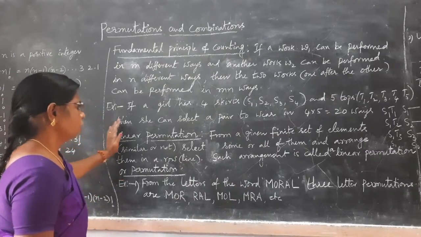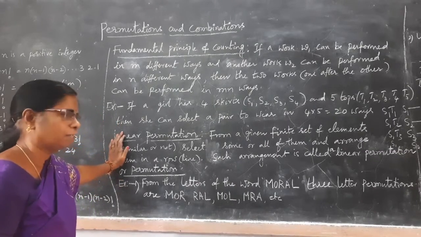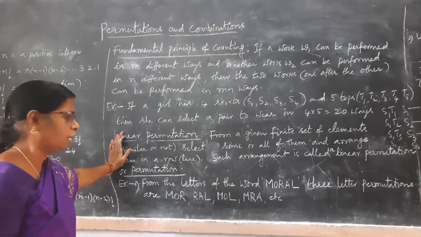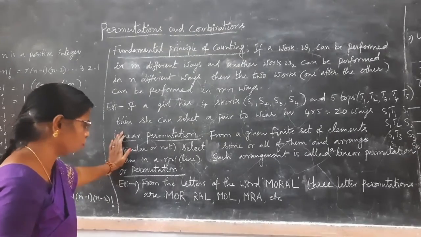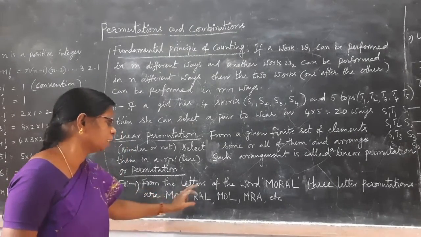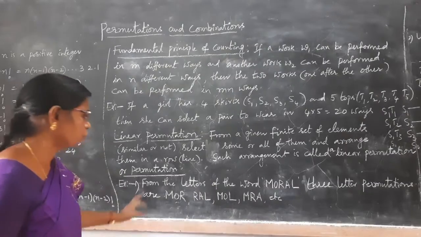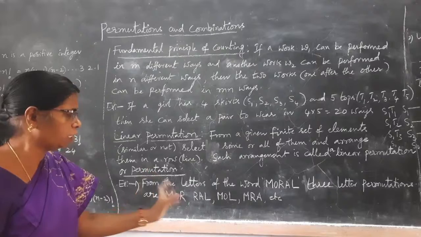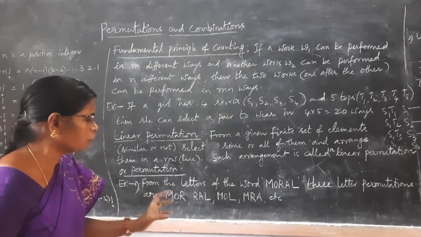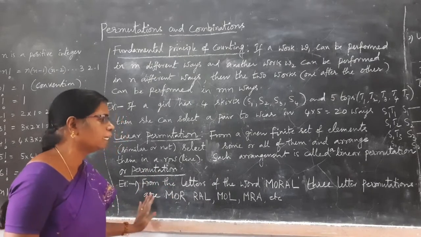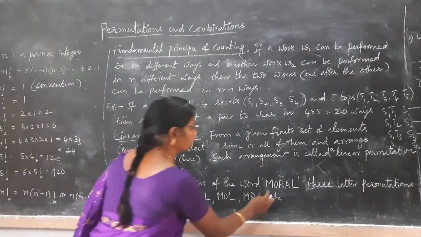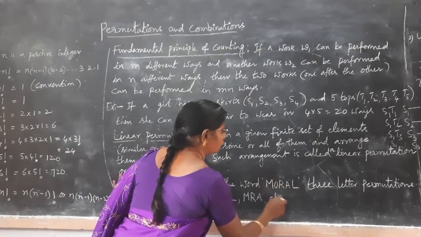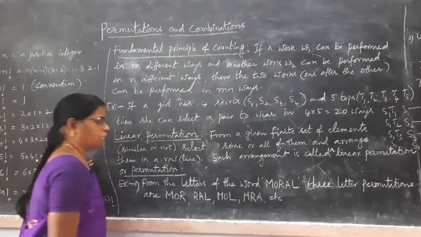Okay, so this is the definition of a linear permutation. For this I am giving one small example here. See here, from the letters of the word moral. A word, moral, is given to you. So 3 letter permutations are, 3 letter permutations. How many letters are there in the word moral? There are 5 letters. From these 5 letters, 3 letter permutations are.